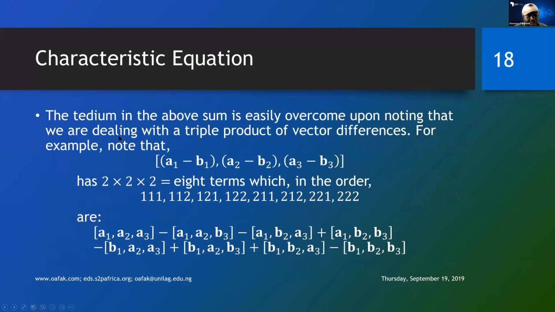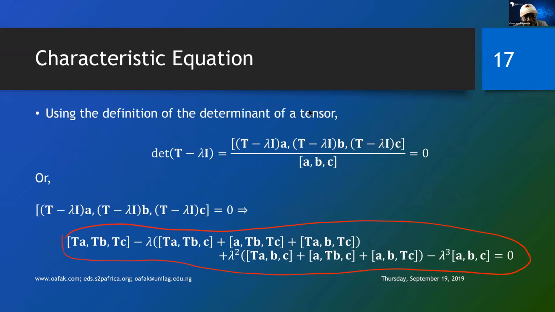we now go to the definition of the determinant of a tensor. By the definition of the determinant, let us say the tensor is M, it will be the scalar triple product of MA, MB, MC divided by the scalar triple product of ABC, where A, B, and C are any set of linearly independent vectors. That's all. That's the determinant. The tensor we are dealing with here is not just T, but T minus lambda I.